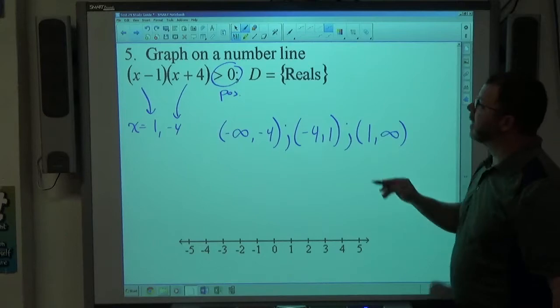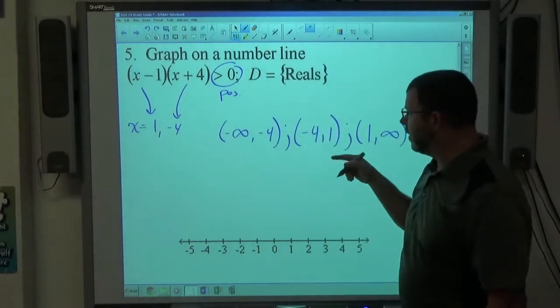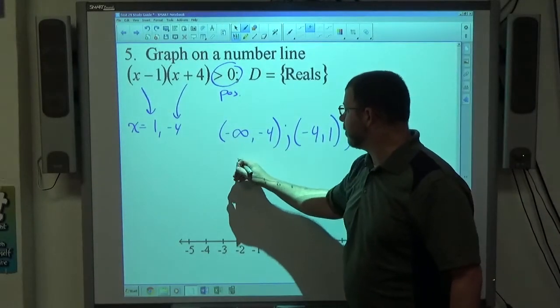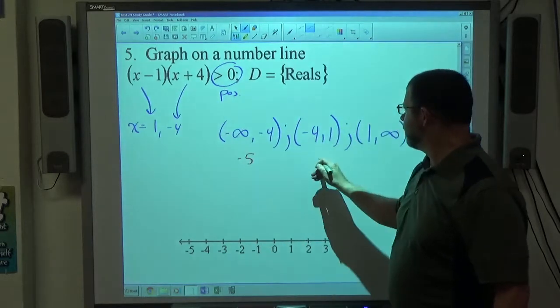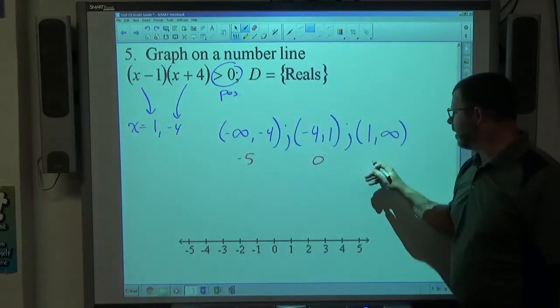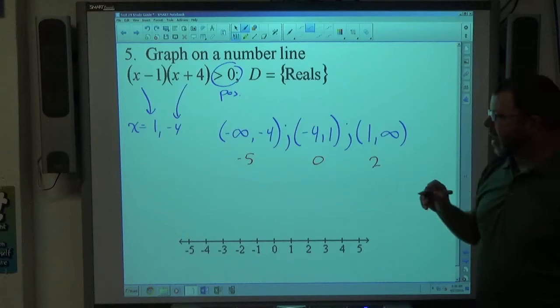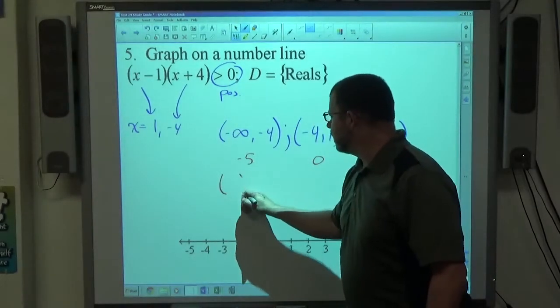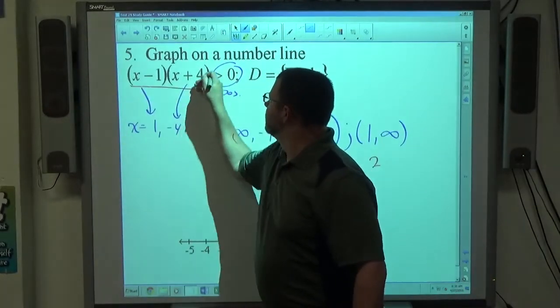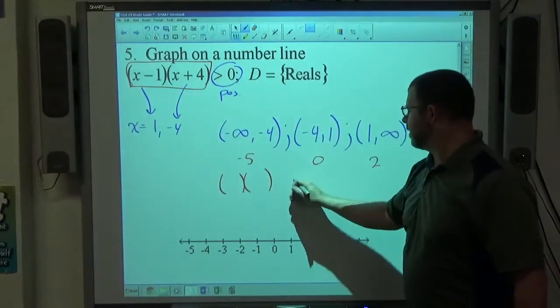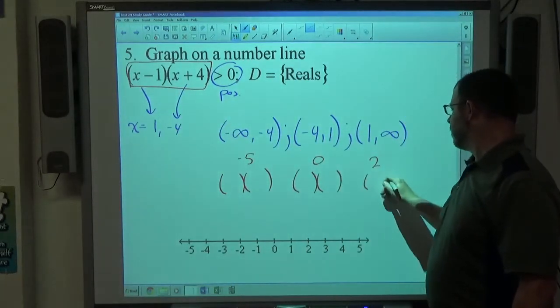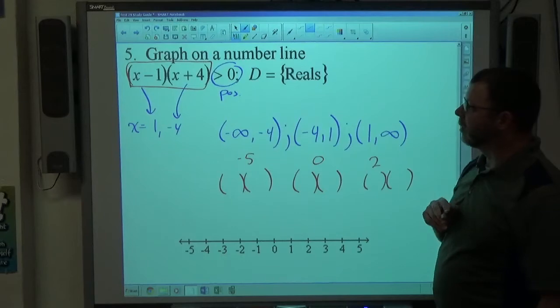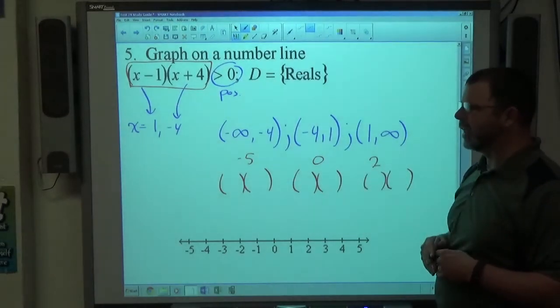Just like before, I want to pick test values on each interval, something in between these values. So between negative infinity and negative 4 is negative 5. Between negative 4 and 1, I'm going to pick 0. Between 1 and infinity, I'll pick 2. And again, all I'm doing is evaluating this product right here to see if it's positive or negative. Positive is what I'm looking for. Negative is what I'm not looking for. So if I get positive, I keep it. If I get negative, I cross it off.